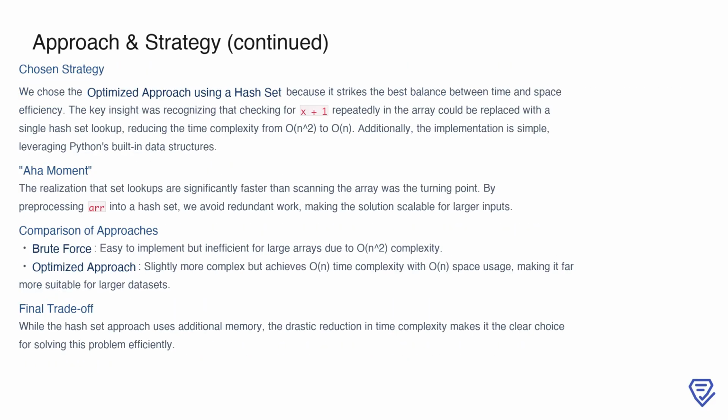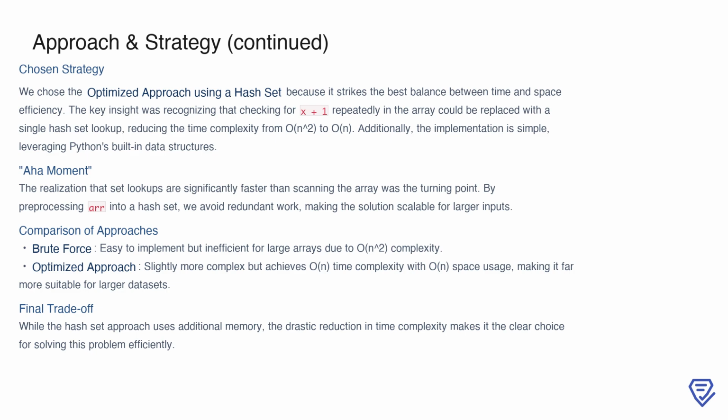The optimized approach using a hash set is the strategy we chose, as it provides the best balance between time and space efficiency. The main insight was realizing that instead of repeatedly searching the array for x plus 1, we could pre-process the data into a hash set and perform efficient lookups. This reduces the time complexity from O(n) squared to O(n), making the solution far more scalable for larger inputs.